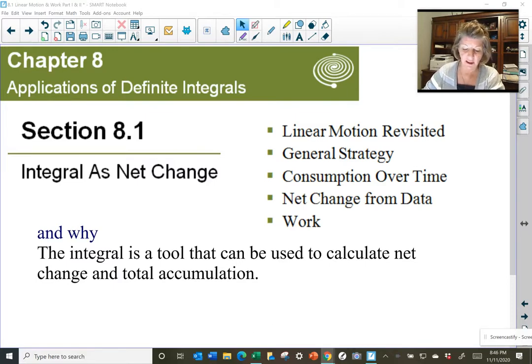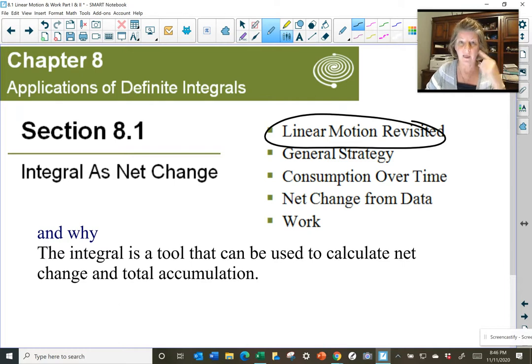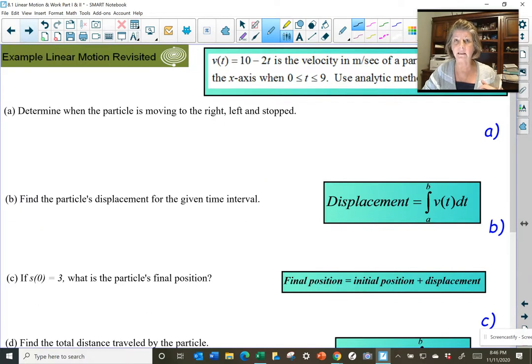Integrals as net change. Mainly what we're going to focus on here is linear motion revisited. This gets us started into unit 8, which is all about the practical application of integration. We will get into area between curves, which is the next section. We also get into volume of revolution, all things that we touched on a slight bit last year. So here we go.